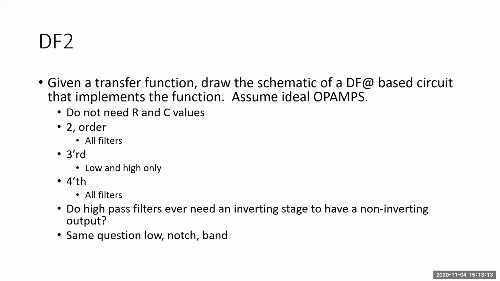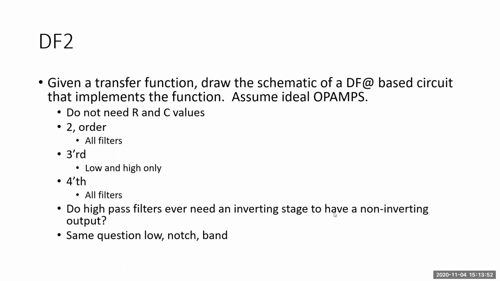So for the DF2 problem, you get a transfer function, right? And then you just draw the schematic of a DF2 based circuit that implements that function. And you assume, oops, I'm recording. I see the little dot, but thank you for reminding me. We all got to help each other out, except on the exam, only moral support, okay? Not immoral support. So we assume ideal op amps, all right? You do not need to give me the R and the C values, all right?